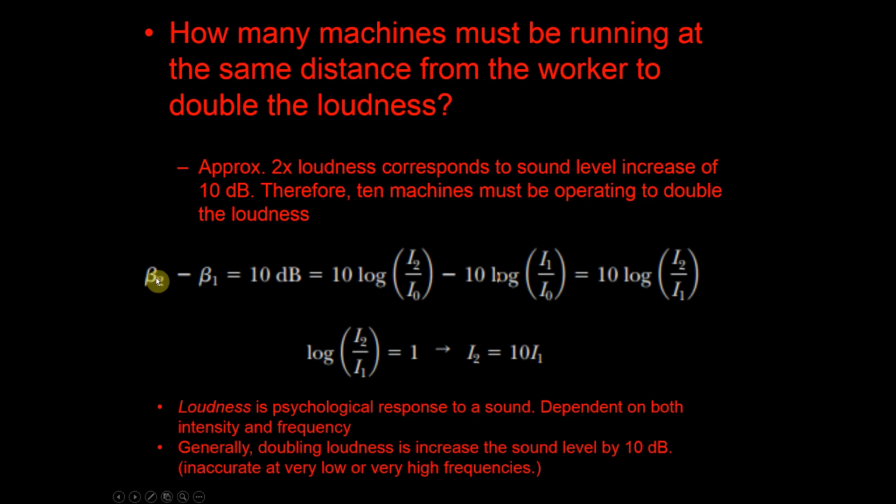So here, if we take beta 2 minus beta 1, delta beta essentially of our loudness is 10 decibels. This will be 10 log I2 over I0 minus 10 log I1 over I0. This will give us a ratio of the log of I2 over I1. So that will give us an I2 of 10 times the initial intensity. So 10 machines.